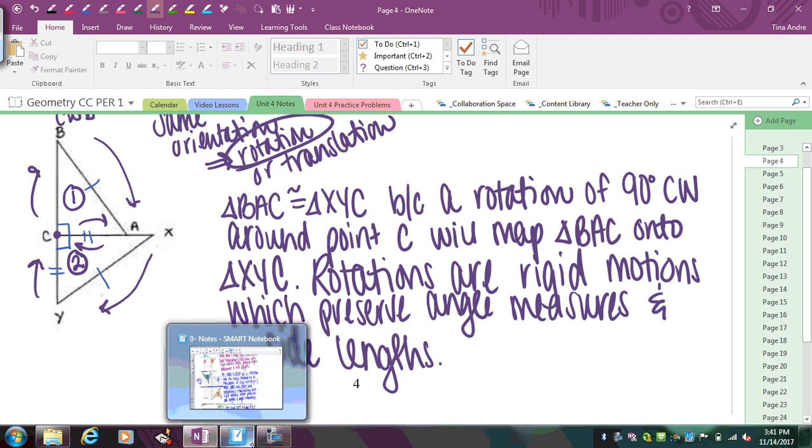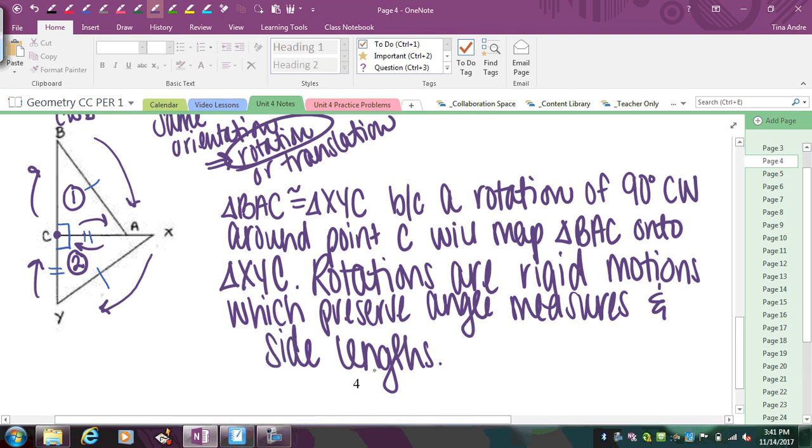So go ahead and do the check your understanding page and just make sure you're including the same kind of write-up. So you're talking about stating the transformation or the rigid motion that occurred, and then just that justification, that those rigid transformations preserve angle measures and side lengths.